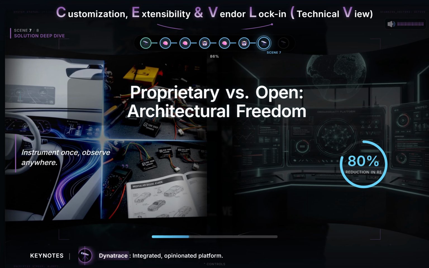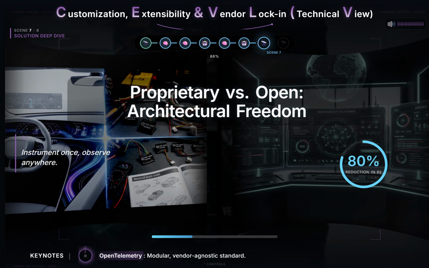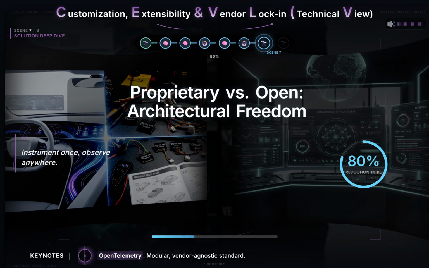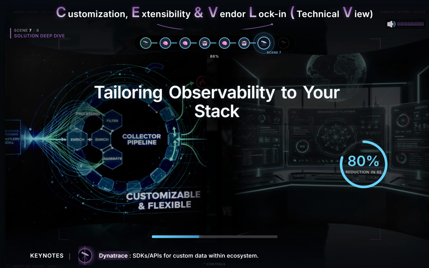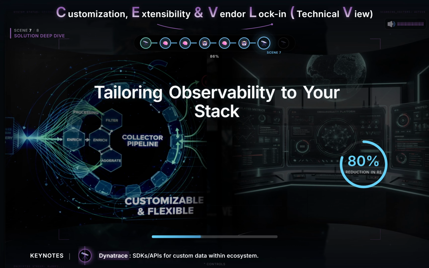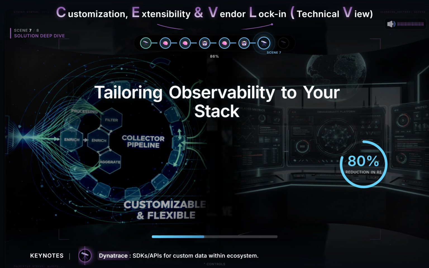With OpenTelemetry, it's like having a standardized wiring harness and a massive catalog of open-source sensors and gauges. You can pick and choose, wire them in exactly how you need, and even design your own. The core difference here is built-in convenience versus ultimate architectural freedom. You might be thinking, but can't Dynatrace be customized too?